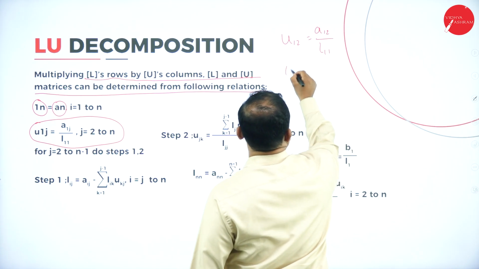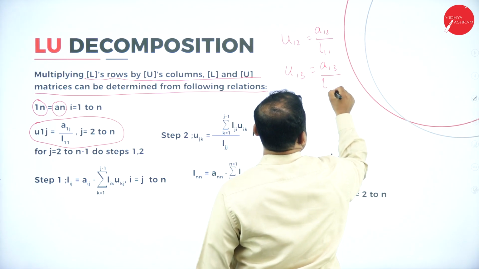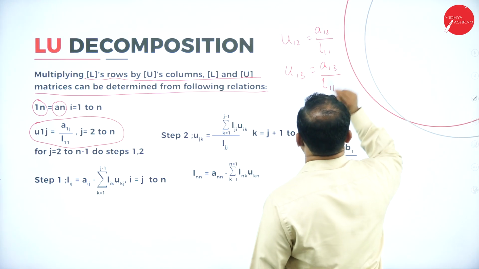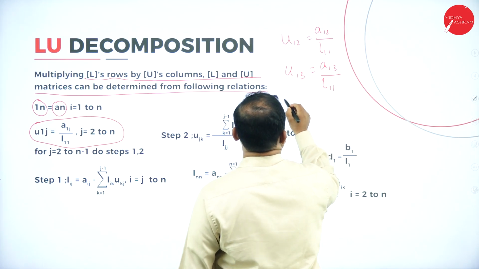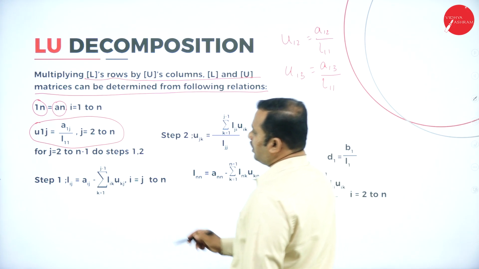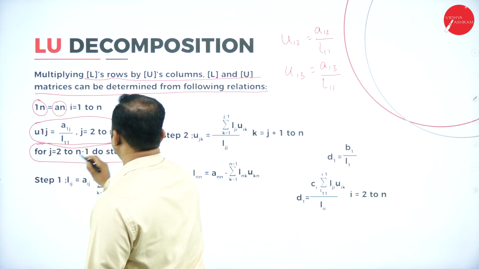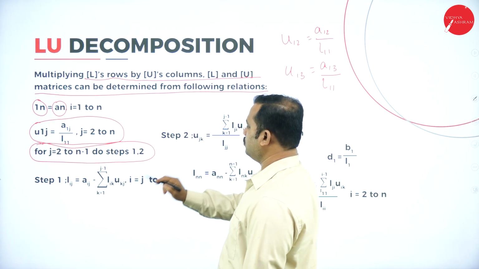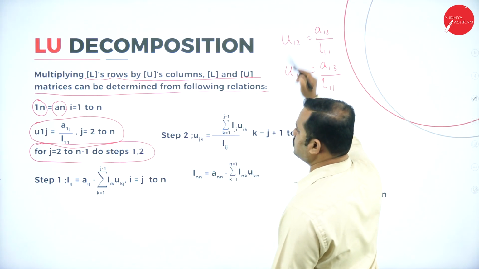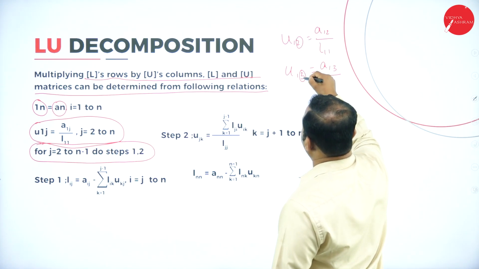Next, U13 is equal to A13 divided by L11. That is this term, for this term. Suppose there is one more term, that is this term. If there are three unknowns, let me have this. Similarly, for j is equal to 2 to n minus 1, do these steps, that is 1 and 2. Steps 1 and 2 must be followed. If j is equal to 2, yes, of course, j is 2. What is the value of j? 3. In this case, it is 2 and it is 3.